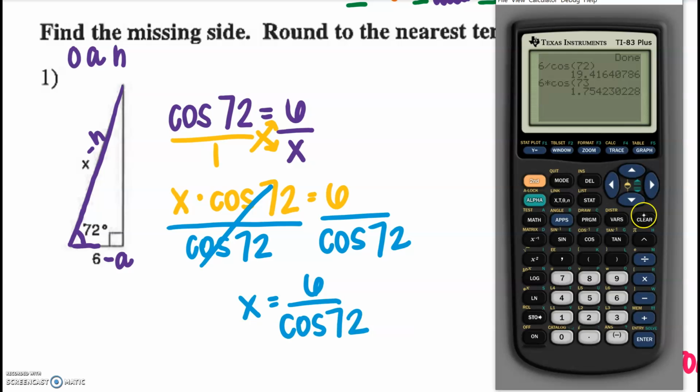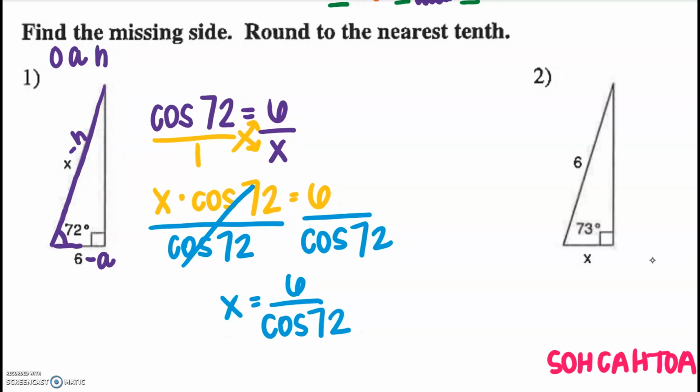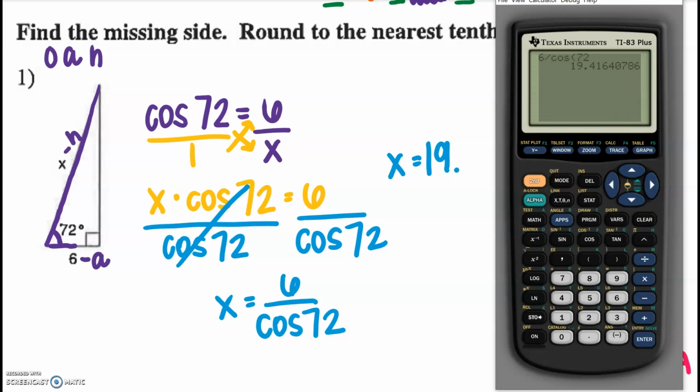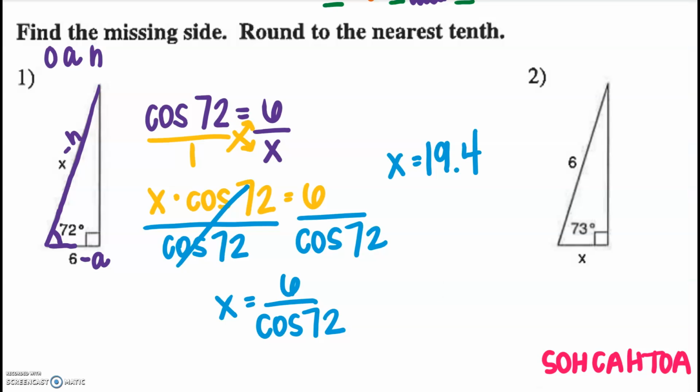So looking at your calculator, remember, I would go to mode just to verify, go down to the third row and go over and make sure your degrees is highlighted. You can push enter to make it highlighted, and then you can go second, quit. So in your calculator, I'm going to say 6 divided by the cosine of 72 and push enter. So that hypotenuse of this triangle is going to be 19.4 units.